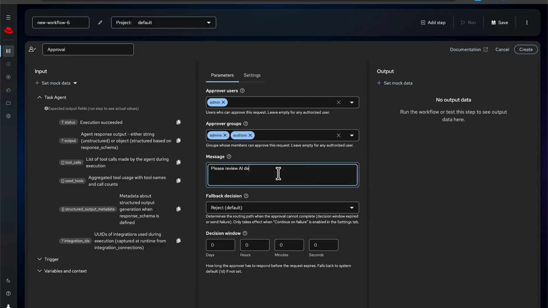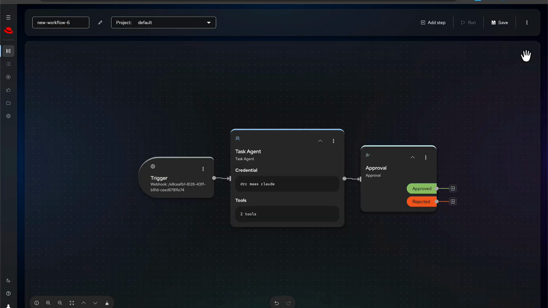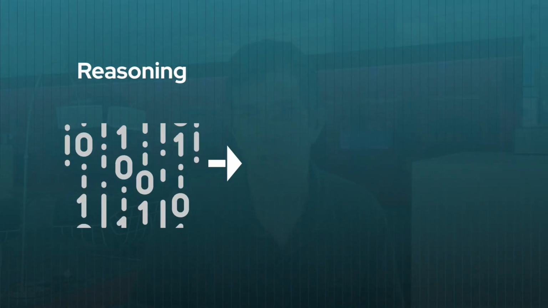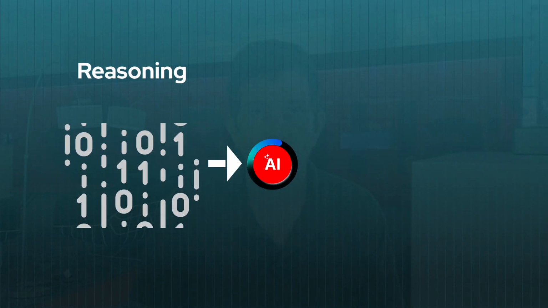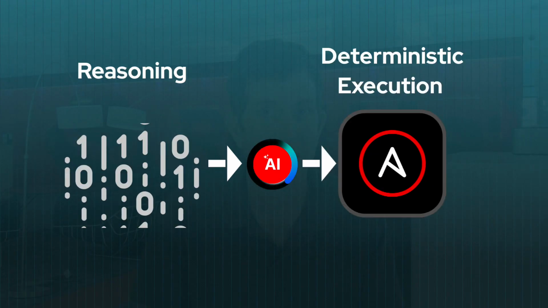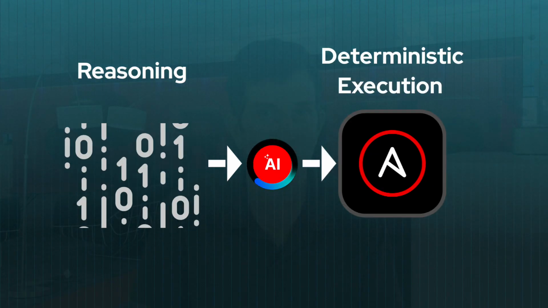So the pattern becomes pretty simple. An event starts the workflow. AI helps figure out what's going on and makes recommendations. A human can approve the action when needed, and AAP actually makes the change. That's a really useful separation of responsibilities. AI can help with the reasoning and all of that messy, unstructured information, while AAP keeps doing what it does best, serving as the execution layer you actually trust to touch your production infrastructure.